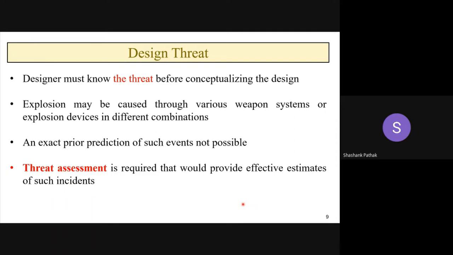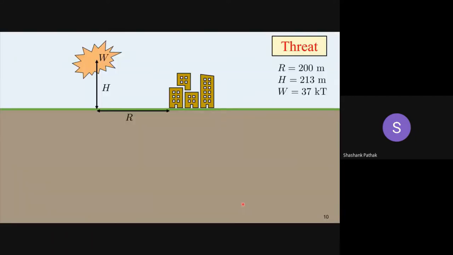Now, in a very simple way, I will define what a threat is. For example, this is a building that as a designer you want to design for blast loading. So you will assume that a blast can happen at a distance R, which is 200 meters, and the explosion may happen at a height, say 230 meters, and say the magnitude of the explosion, the yield, the energy of the explosion is 37 kiloton. So these three parameters can be defined as one particular threat scenario for which this building can be designed.